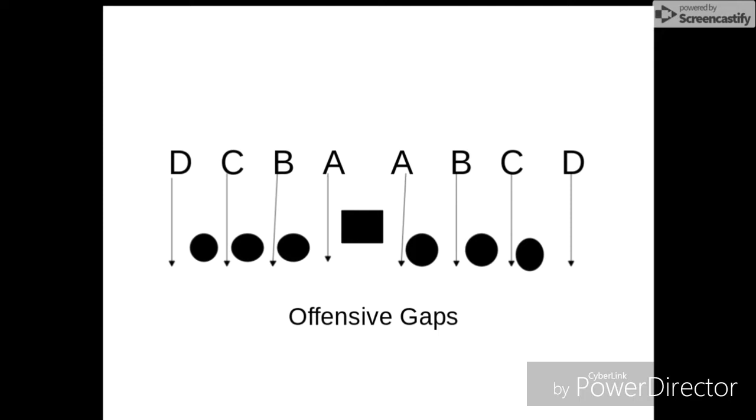Now, regardless if it goes to the strong side, the weak side, the right, the left, the gaps remain the same. It's A, B, C, D, going from the inside out.